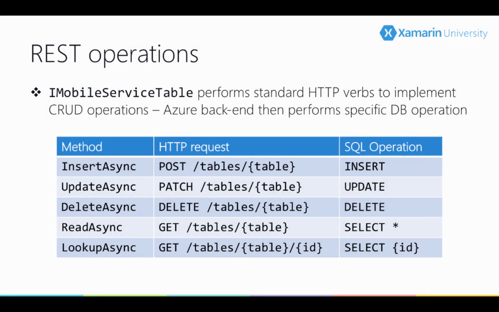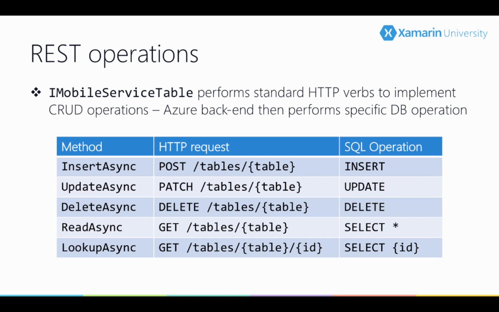The mobile service table interface exposes a set of methods that are used to perform create, read, update, and delete operations on the server data. And as you know, these methods are internally mapped to HTTP requests sent to the server, where they're then mapped to SQL statements on the server side. So we have the insert async method that'll insert an item into the database on the service. We have the update async method that'll update an item on the server. The delete async method performs a delete operation, where the read async will return the items from the server, and the lookup async method returns a single entry from the server.